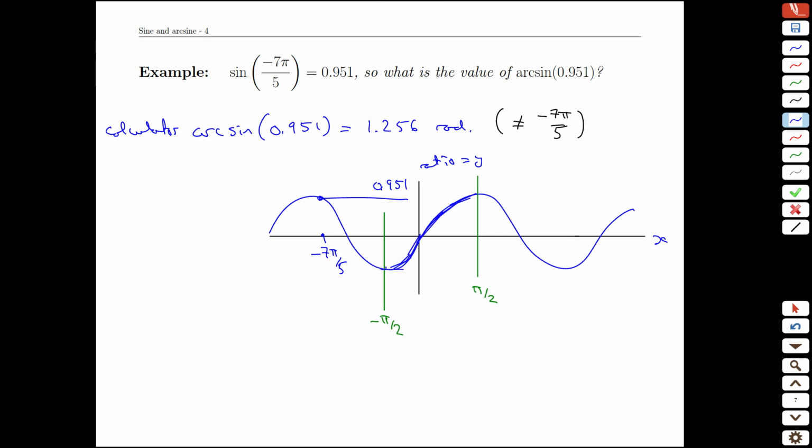Where does that lead us? Well, if we continue on this 0.951 value, we can also find another x value where we get the same y value, and it happens to be our 1.256 here. So the sine of this value is 0.951, sine of this angle is 0.951, sine of a bunch of things is 0.951, but there's only one inverse relationship. There's only one inverse value that we're allowed to use because only one value will lie in this domain here.